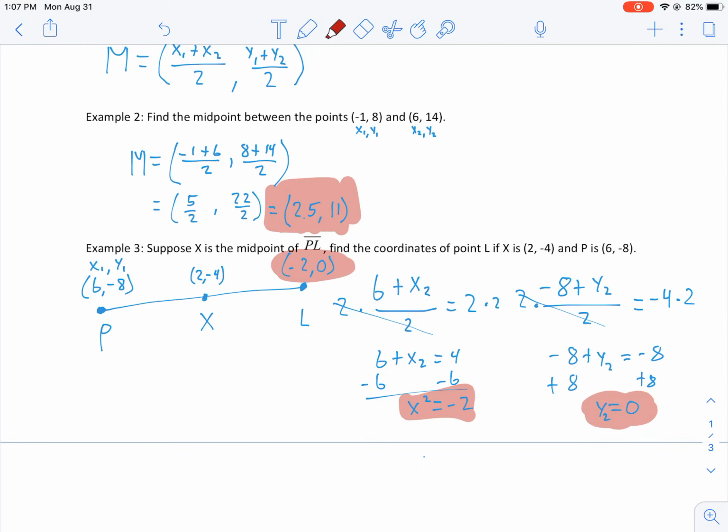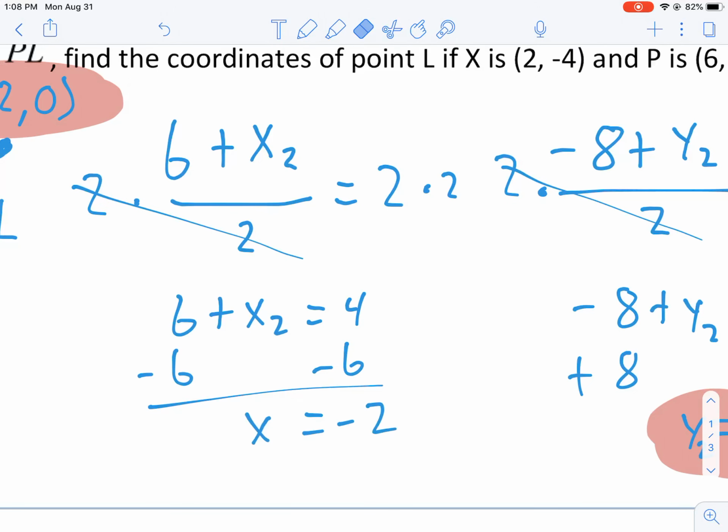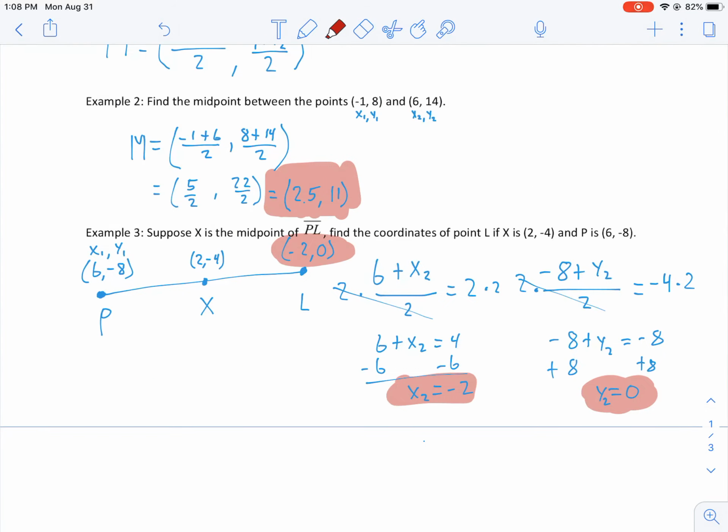That's the coordinates. Why did I write this up here, by the way? That was totally wrong. All right, that's the coordinates of L. So that's how you would do this problem.